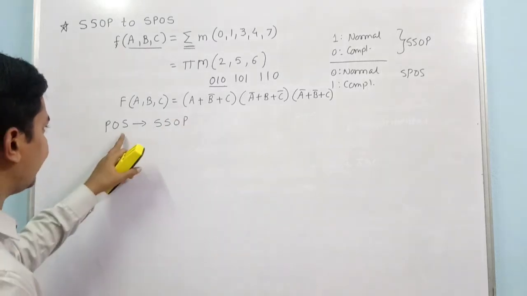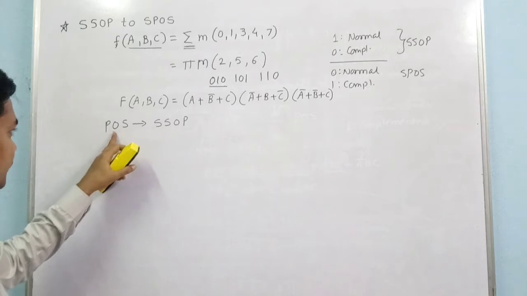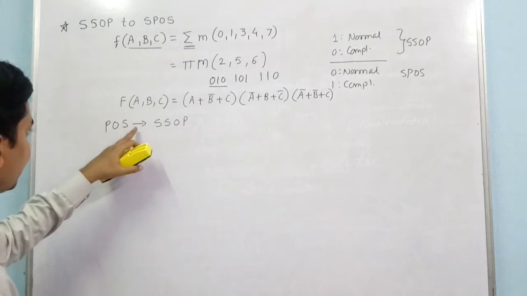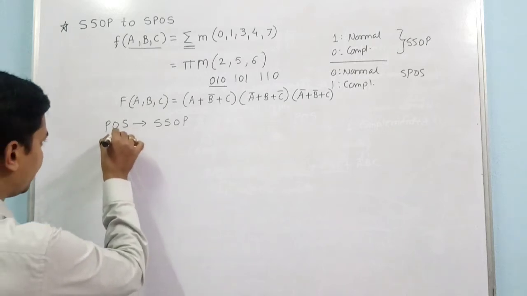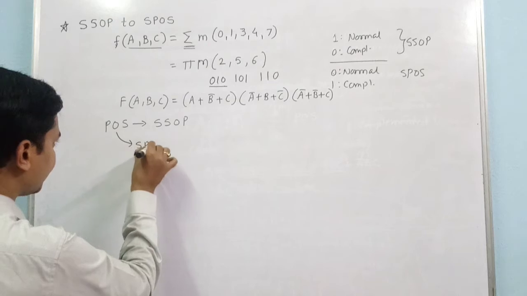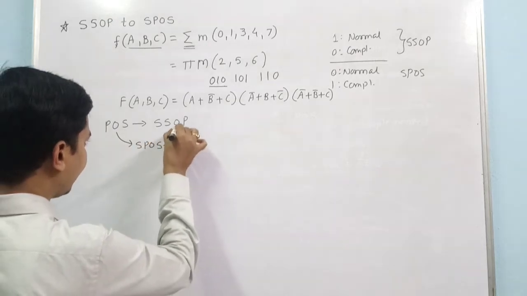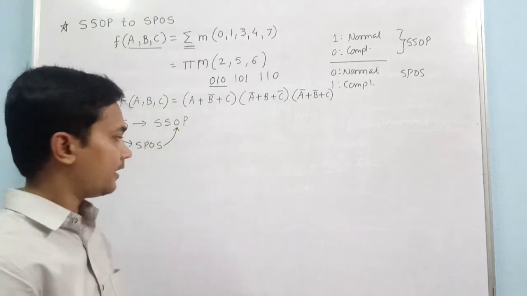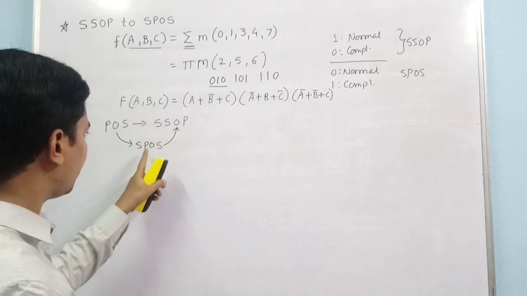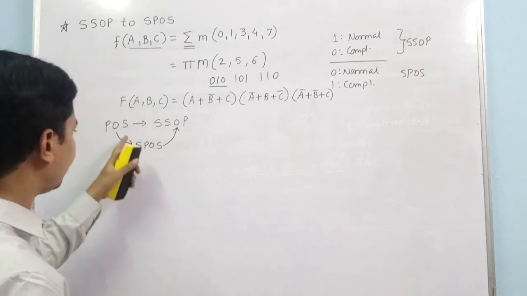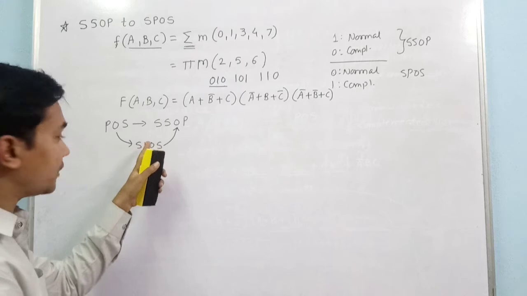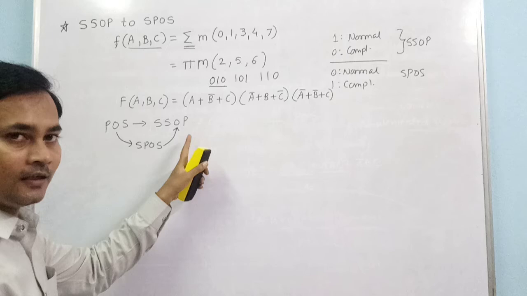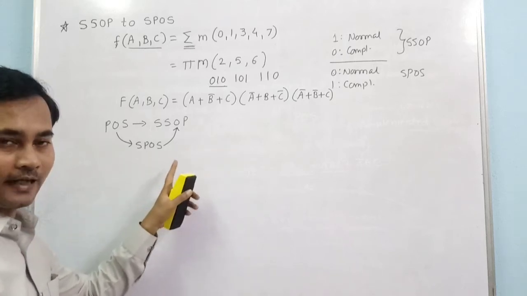It is not possible to convert POS to standard SOP directly. So for that what we will do, we will first convert POS to standard POS and then convert it into standard SOP, because standard POS to standard SOP conversion is easier, and standard SOP to standard POS conversion is also easier, but there is no direct process to convert given POS to standard SOP or given SOP to standard POS form.